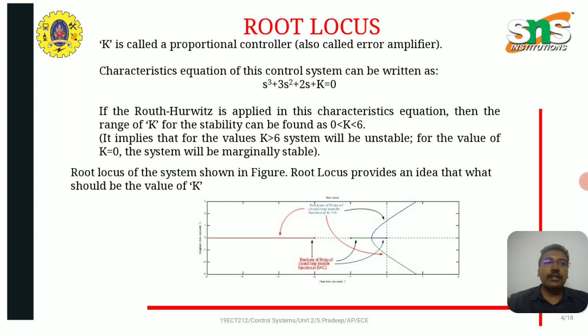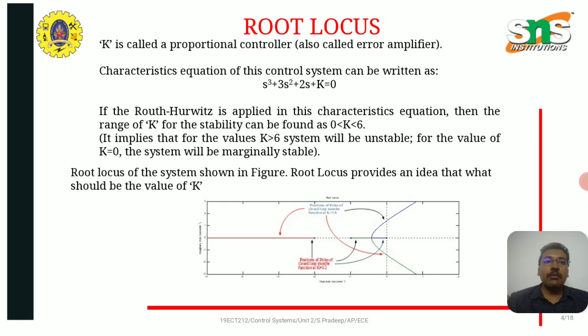The characteristic equation of this control system can be written as s cube plus 3s square plus 2s plus k equal to 0. If the Routh-Hurwitz criterion is applied to this characteristic equation, then the range of k for stability can be found as 0 to 6. It implies that for values of k greater than 6, the system will be unstable. For the value of k equal to 0, the system will be marginally stable.